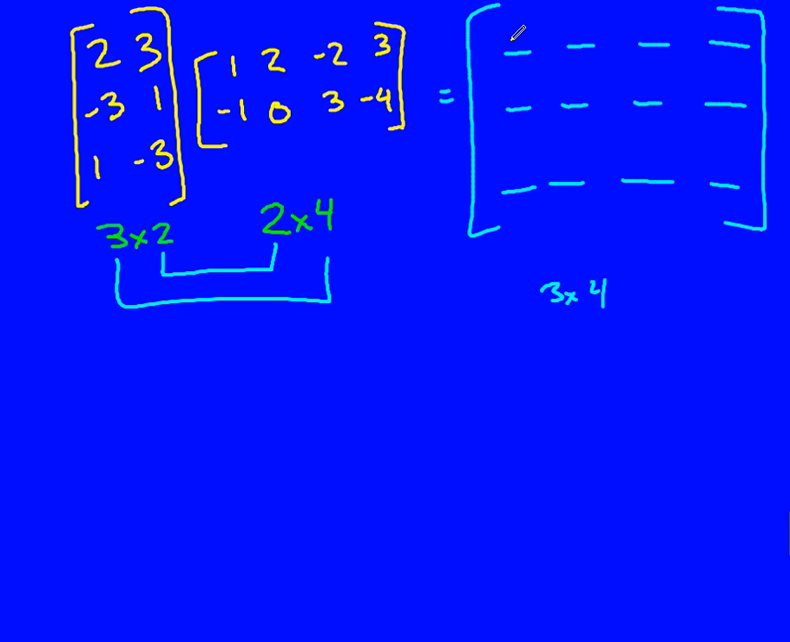In this first entry, this is the first row, first column. So I should multiply first row by first column. So I'll do 2 times 1, which is 2. And 3 times negative 1, which is negative 3.